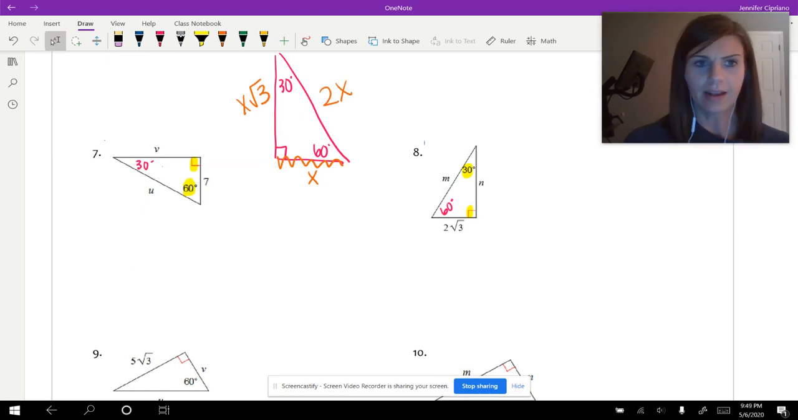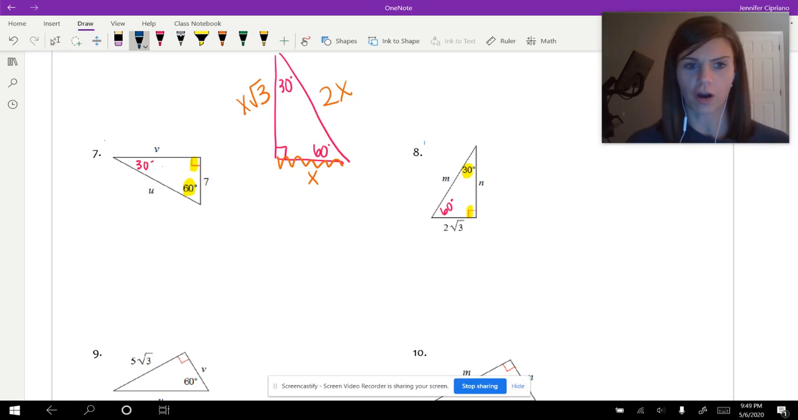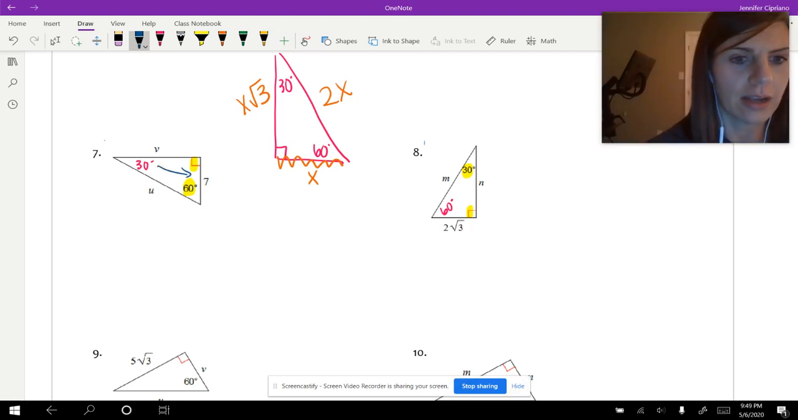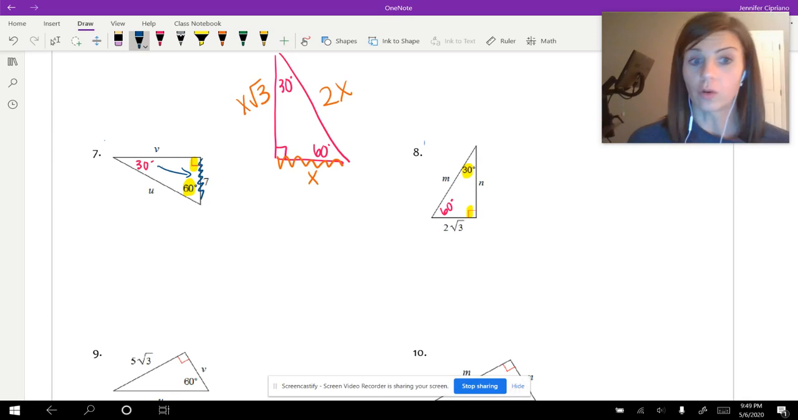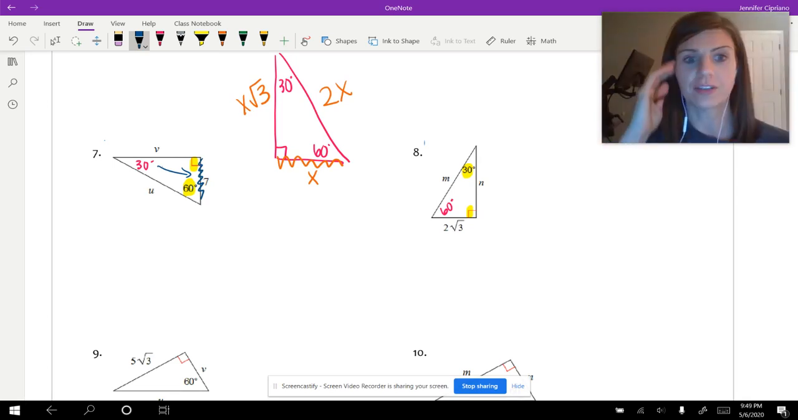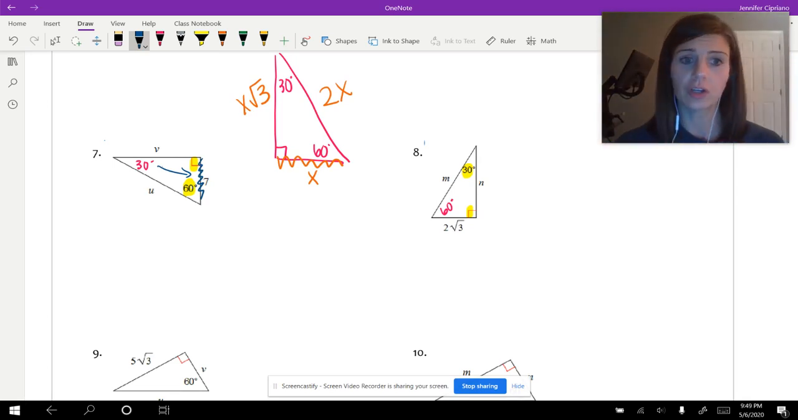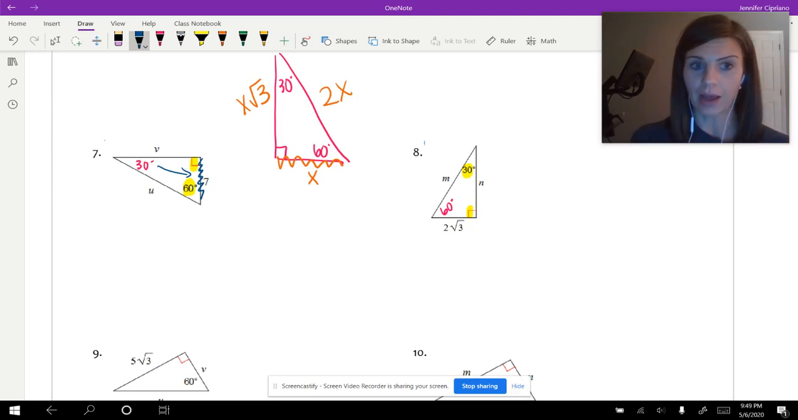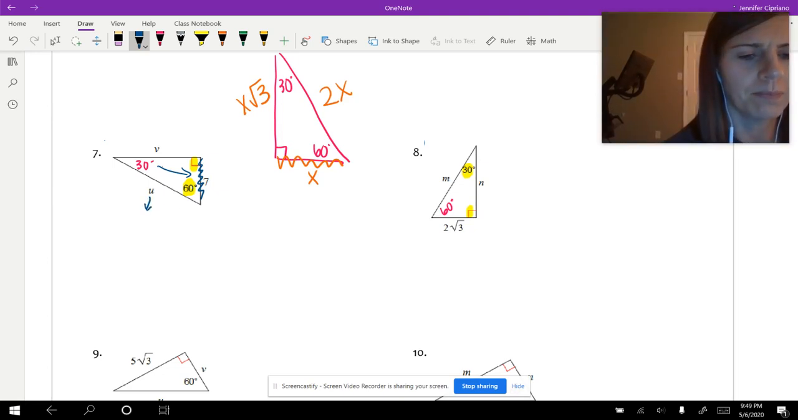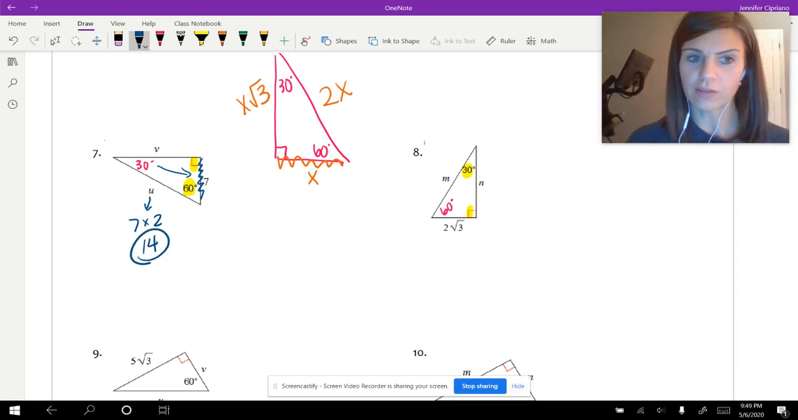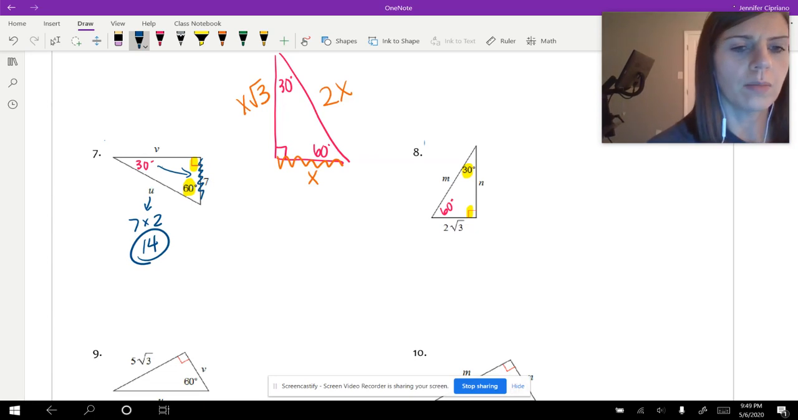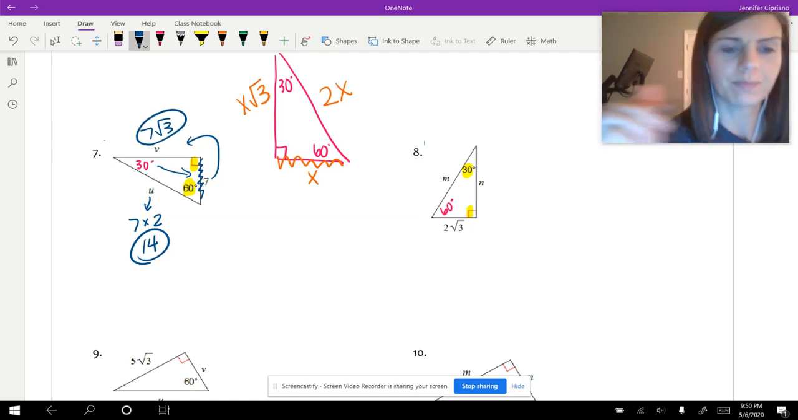So, like I said a second ago, I would always start by identifying where your short leg is. So in number 7, the short leg is always across from the 30-degree angle. So we were actually given the short leg in number 7. It's 7. So to go from short to hypotenuse, that's U in this one, we just multiply by 2. So our hypotenuse here is 14. And to go from short to long, we just multiply by the square root of 3. So 7 root 3.